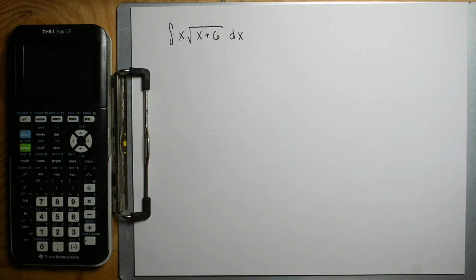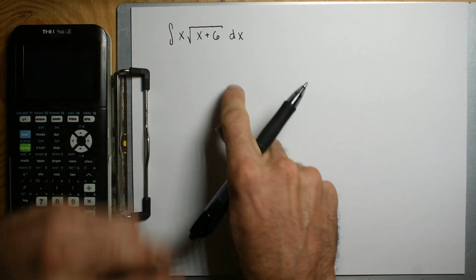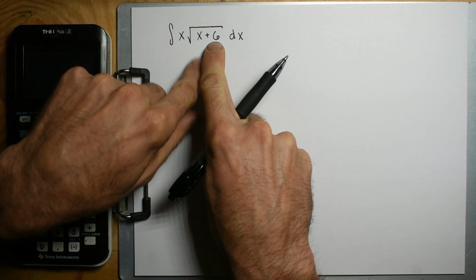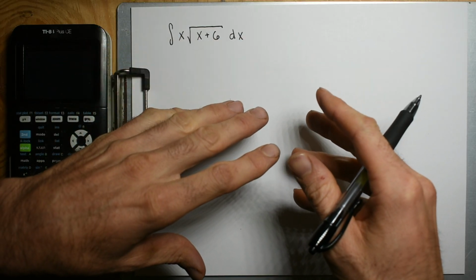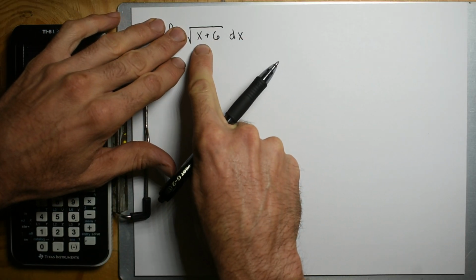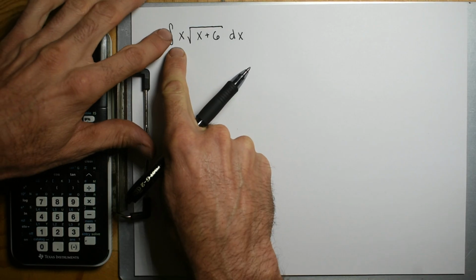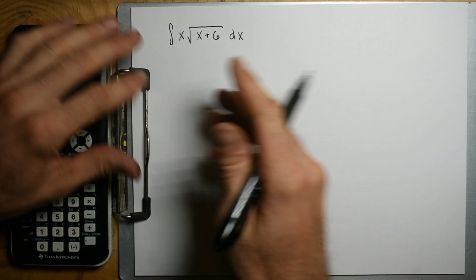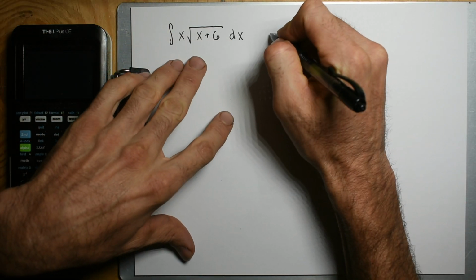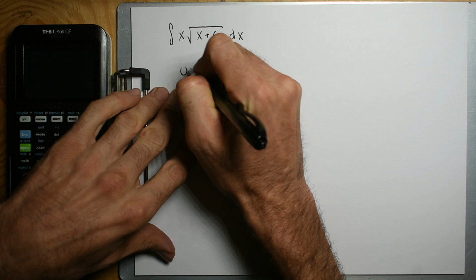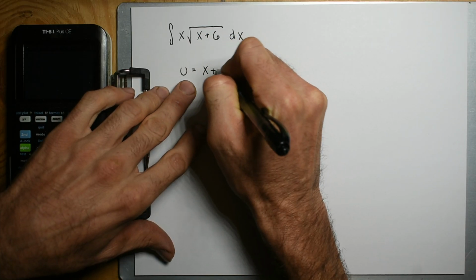But u substitution says we're going to choose a u, but when we take the derivative of that, the derivative is just going to be 1, and that's not going to cancel this term out here. But let's do it. So our u is going to be x plus 6.